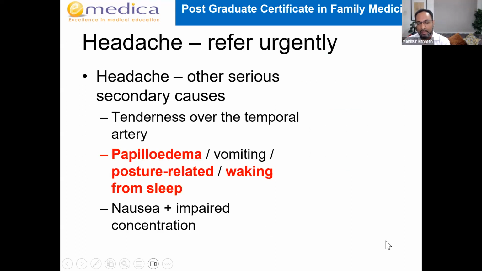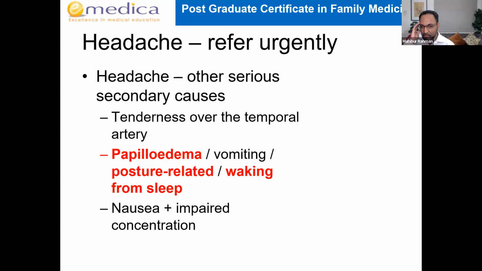Good, okay. Then we've got things that they might not need to go to hospital straight away. They might not need an admission, but they probably need to be seen quite urgently for further investigation. So other serious but maybe less acute causes.